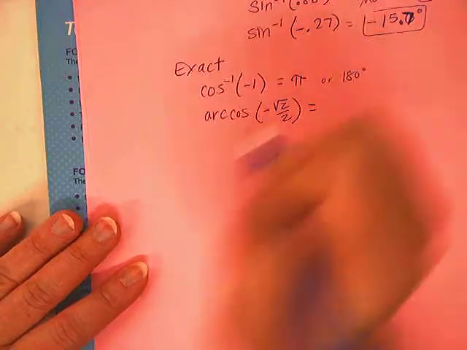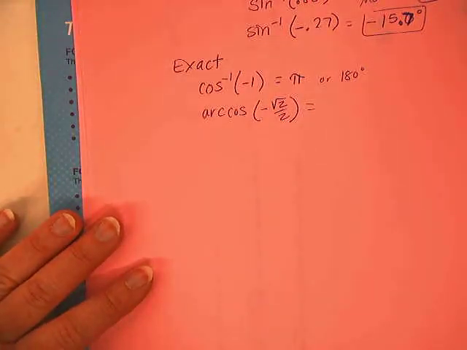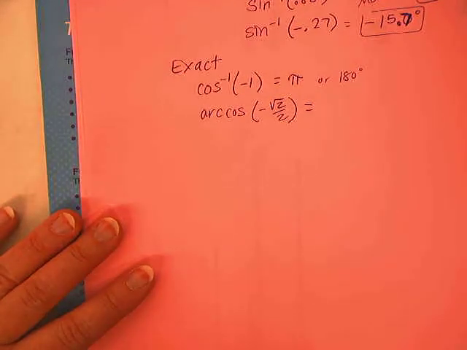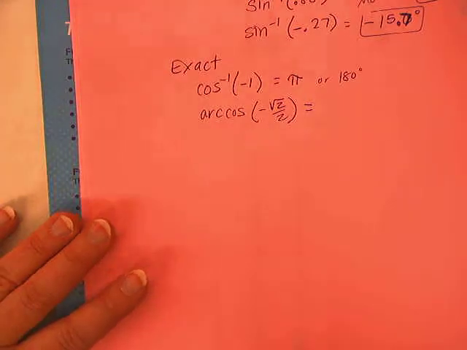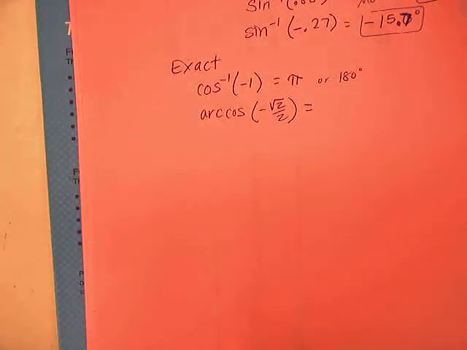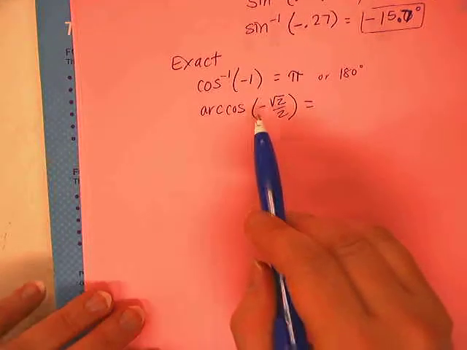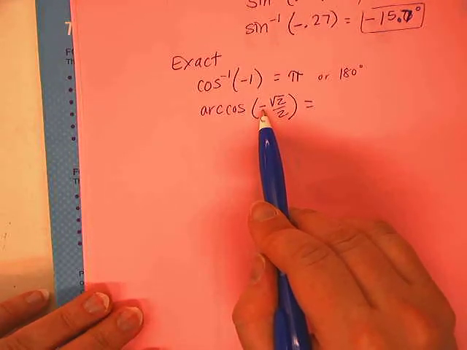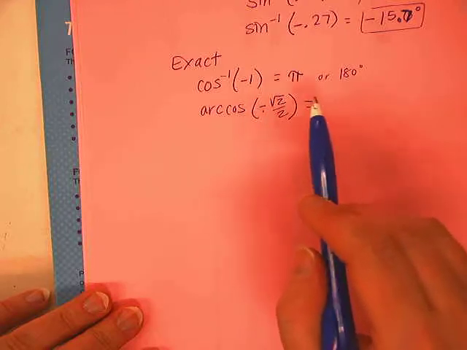Okay, try this one. Arc cosine of, well, this one's negative square root of 2 over 2, just to make sure we understand the negative stuff. If it's negative and it's cosine, it's in what quadrant? It's a positive angle in the second quadrant. It's a 45-degree reference angle, yes, but that's not the right answer.